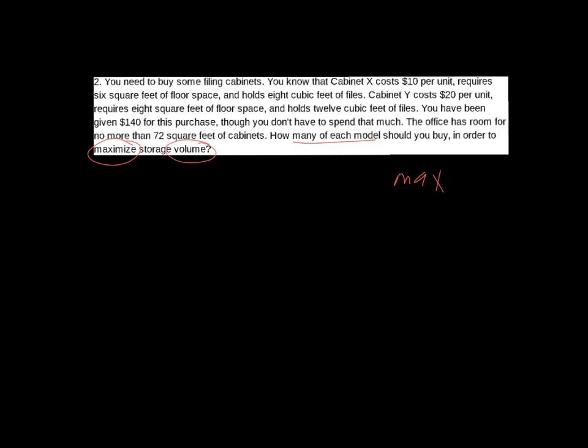So let's look at volume. Well, volume is cubic feet. Cabinet X takes 8 cubic feet, and cabinet Y takes 12 cubic feet. So if you have X number of cabinet X, then it's going to take 8X cubic feet. If you have Y number of cabinet Y, it's going to take 12Y cubic feet. And that is what we are trying to maximize. Now, we now have the constraints.